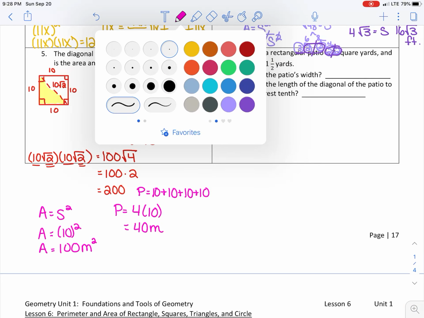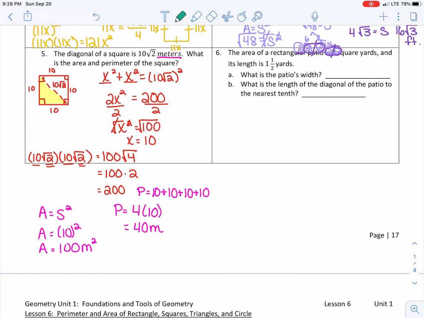All right, let's look at number 6. It says the area of a rectangular patio is 7 square yards. And the length is 1.5 yards. So it's saying, what is the patio's width? So we are talking about a rectangle.